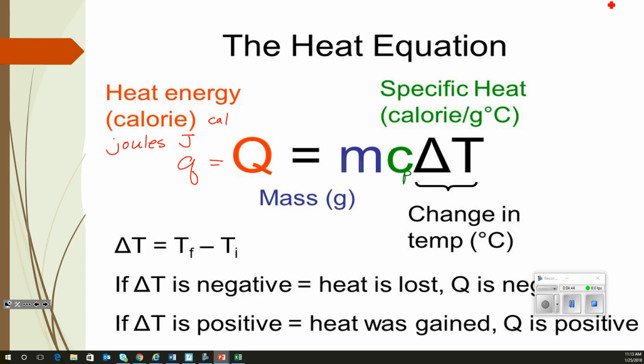The m is mass. That's your blue, and it has to be in grams. Specific heat needs to be in calories per gram degree Celsius or in joules divided by grams degrees Celsius, but the Celsius could be replaced by Kelvin because the units of measure in Kelvin and Celsius are the same amount. All we did was add 273 to go from Celsius to Kelvin, so we didn't have any negatives or 0.